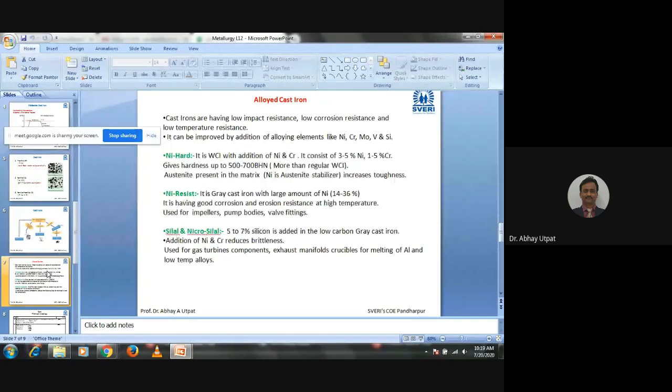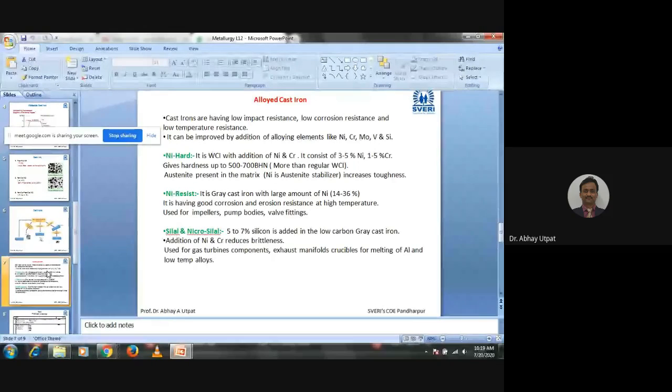That's why the name of the alloy is Nickel Hard. And nickel is an austenite stabilizer, friends. So along with hardness, toughness is developed because of the formation of austenite at room temperature due to nickel.